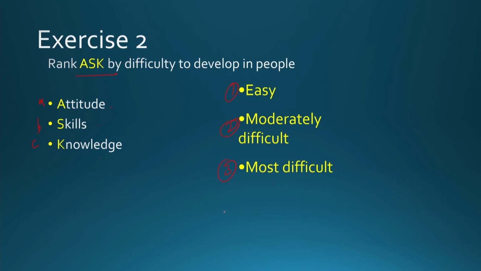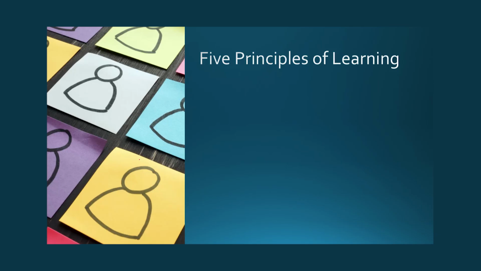Which one is the most difficult? Attitude is the most difficult to develop. Skills are moderately difficult to develop, and knowledge is the easiest to develop in people. So keeping this in mind, we should take care of how to develop these concepts.